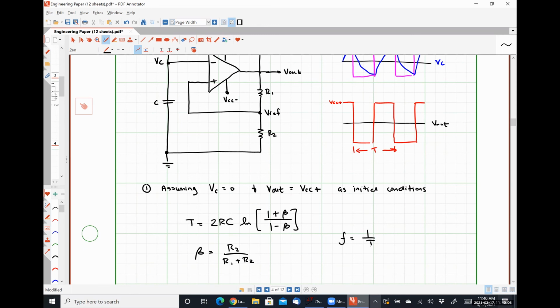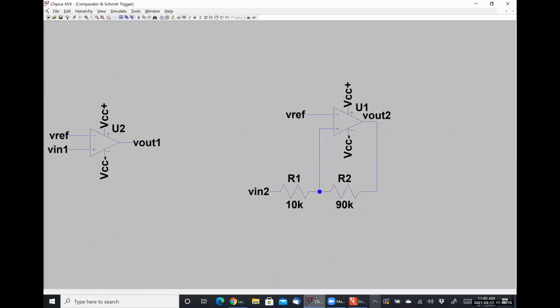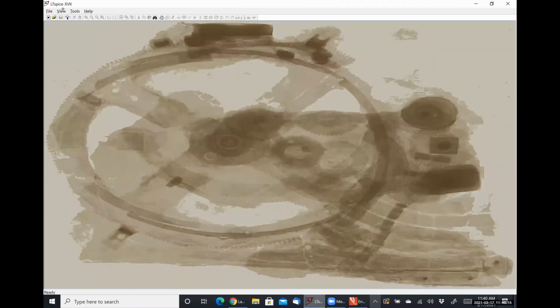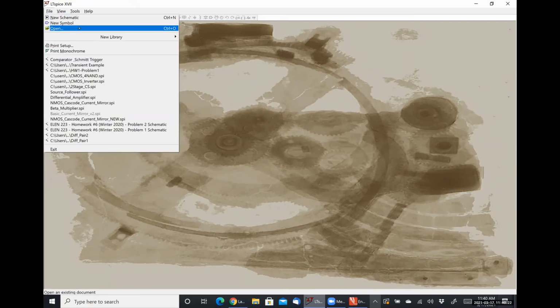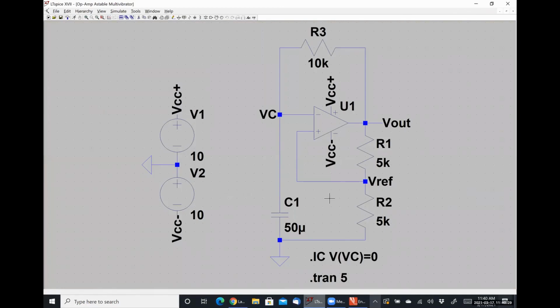So I have built one in LTspice. Let me close this out. Open the astable multivibrator. And let me find my keyboard here because I'm going to have to change a couple of things. All right, so right now, this guy is using the universal op amp, which is the one that I prefer to use.